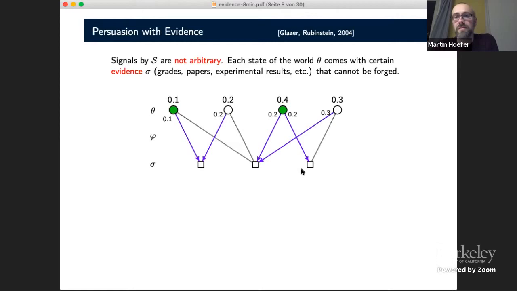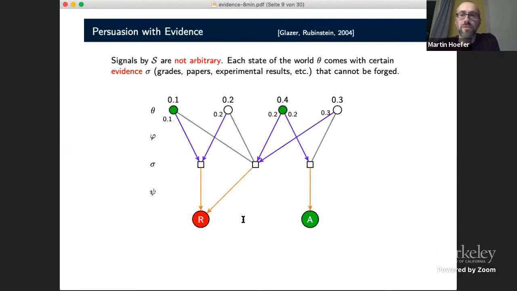Now the receiver sees this and says, well, if I get this leftmost signal here, I get it 30% of the time. And then 20% it's a rejectable state, 10% is an acceptable state. So my best response here would be to reject. Right? And so you can do this Bayesian update for each of the signals, and it turns out these are the best response actions of the receiver.